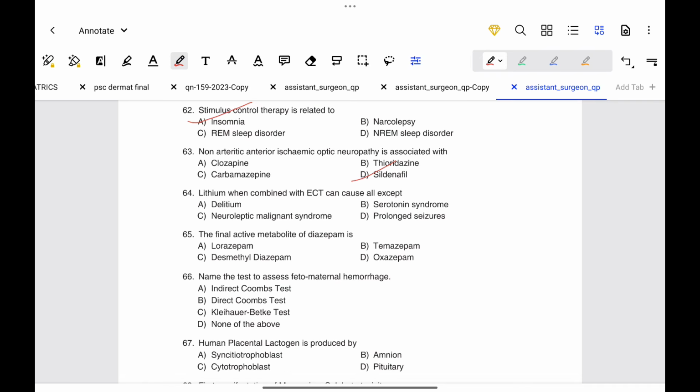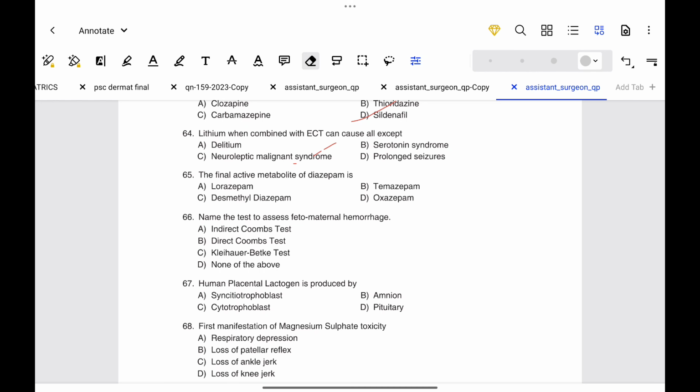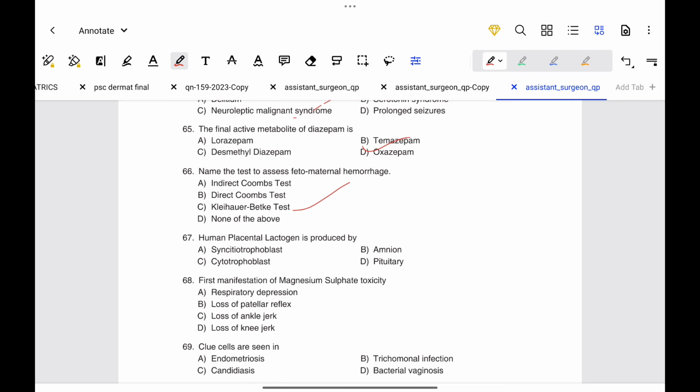Lithium when combined with ECT can cause all except neuroleptic malignant syndrome. The final active metabolite of diazepam is oxazepam. That is option D. Next, name the test to assess fetal maternal hemorrhage. It is Kleihauer-Betke test. Human placental lactogen is produced by syncytiotrophoblasts.